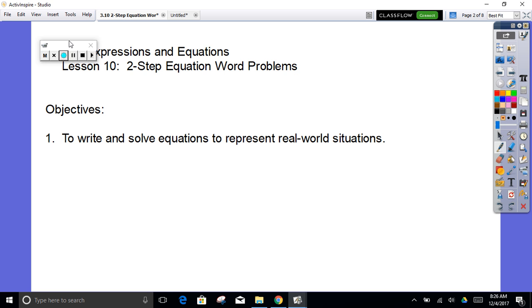Okay, so today's lesson is two-step equation word problems. This is the most important part because when you take the PSSA, there's actually no standard that says that you should know how to solve two-step equations. The standard says that you should be able to solve two-step equation word problems. Now, in order to solve the word problems, we have to know how to solve two-step equations first, so we have to get that done first.